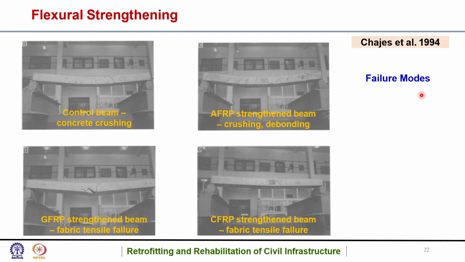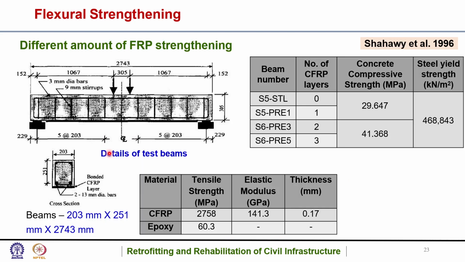So these are the various failure modes. In the control beam, only concrete crushing has occurred. In the AFRP strengthened beam, crushing as well as debonding has occurred. In the GFRP strengthened beam, fabric tensile failure occurred. In the CFRP strengthened beam, fabric tensile failure. So these were the failure modes.